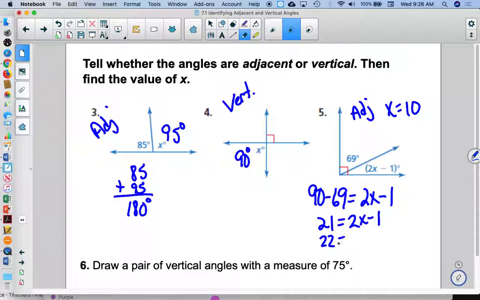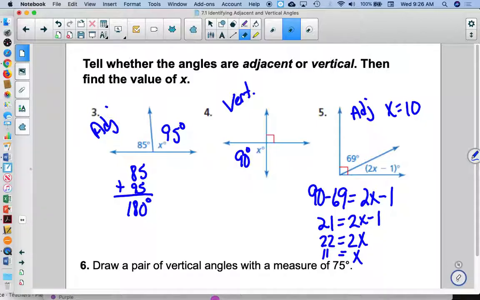Cooper. Okay, so what's 90 minus 69? 21. What is 2 times 10? 20. Minus 1. 19. So 19 is not equal to 21. If that was true, Cooper, what is 19 plus 69? I have to have it equal 90, so that won't work, bud. Okay?